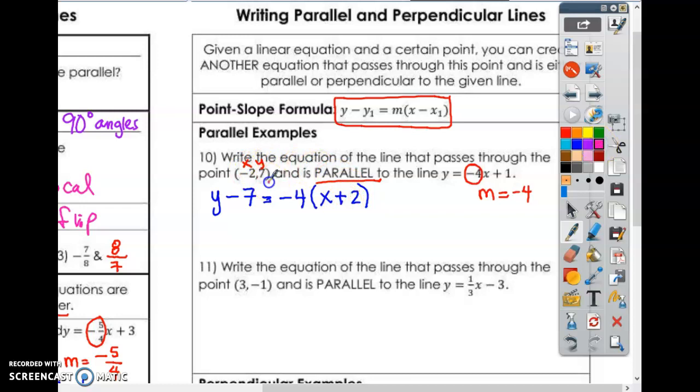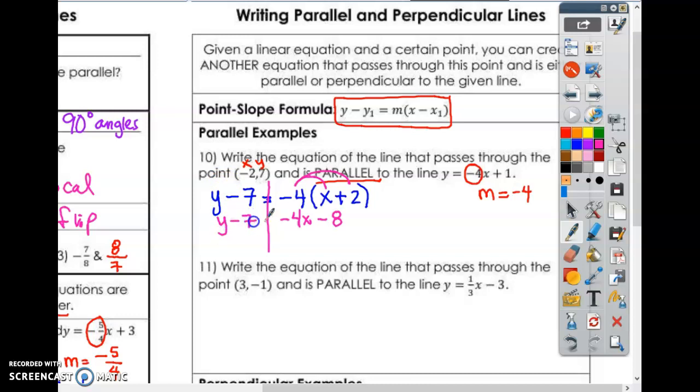Okay, now we have to distribute. So we're going to distribute the negative 4 times x and the negative 4 times 2. Negative 4 times x is negative 4x. What's negative 4 times 2 in decimals? Negative 4 times 2. Negative 8. Okay, we're going to bring this down.